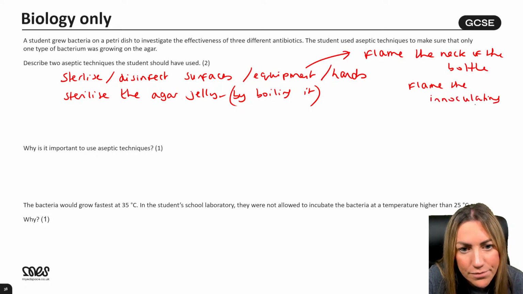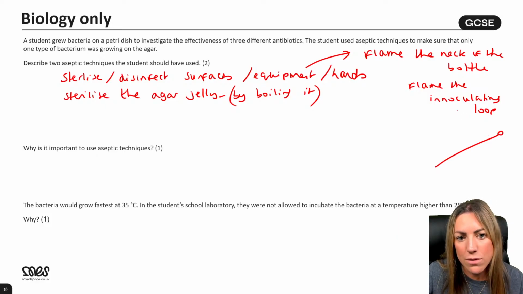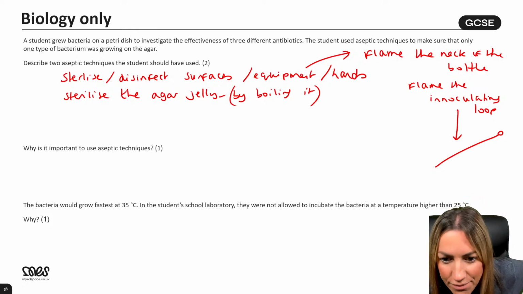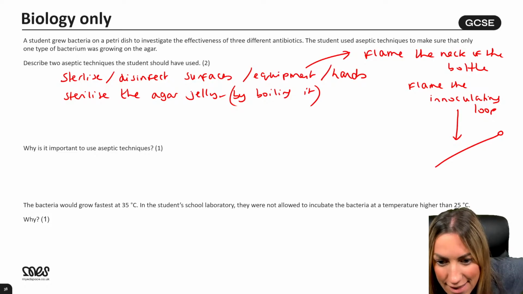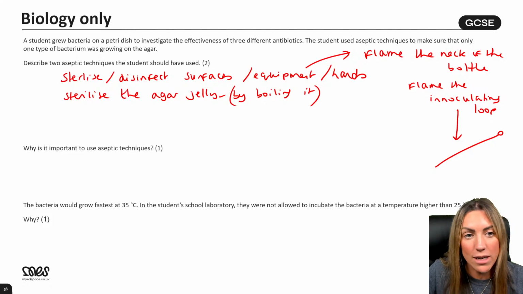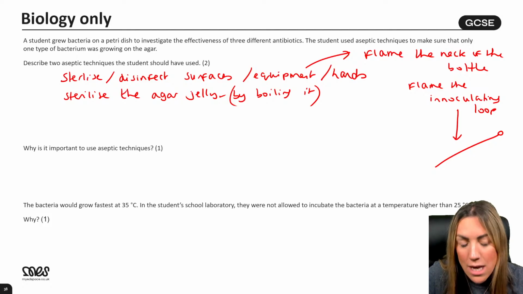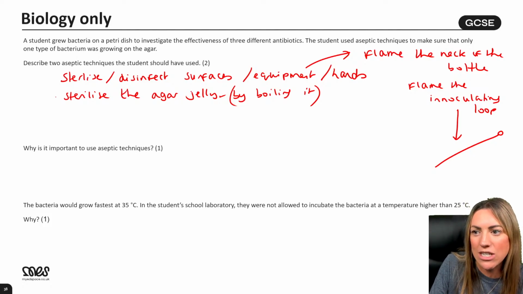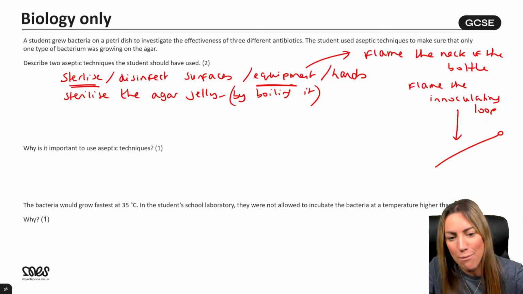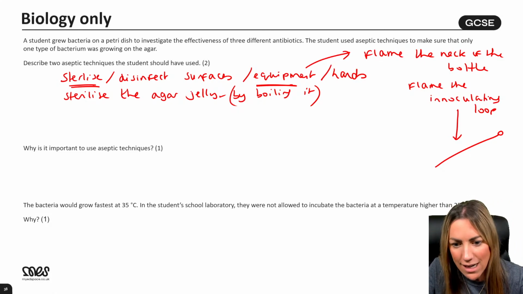Have any of you heard that? You know the little metal loop that you use to actually transfer the bacteria? That's called an inoculating loop, and you can pass it through a Bunsen burner flame because it heats it up really hot and kills the pathogens. So any of those, sterilize the inoculation loop, flame the inoculation loop, flame the neck of the bottle. But because this is GCSE, they actually did just accept sterilize the equipment or any example of sterilization.